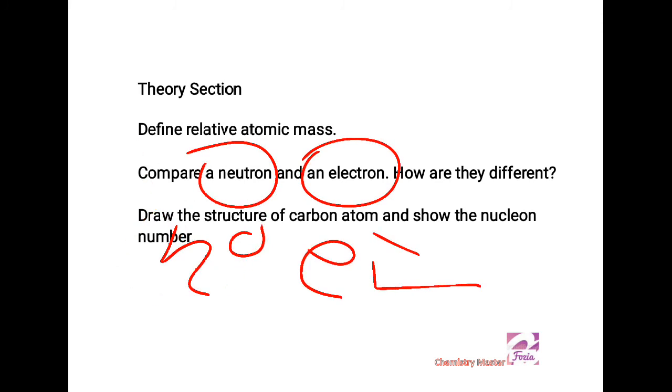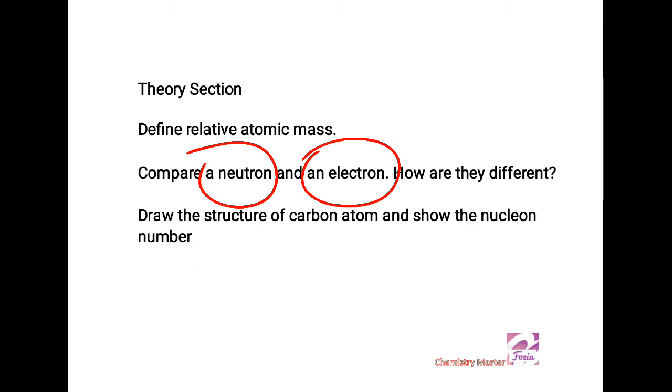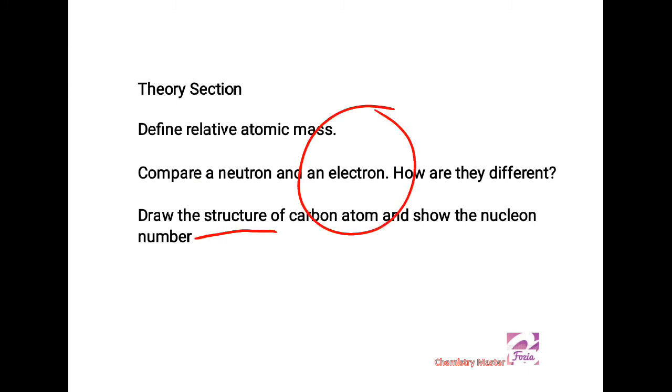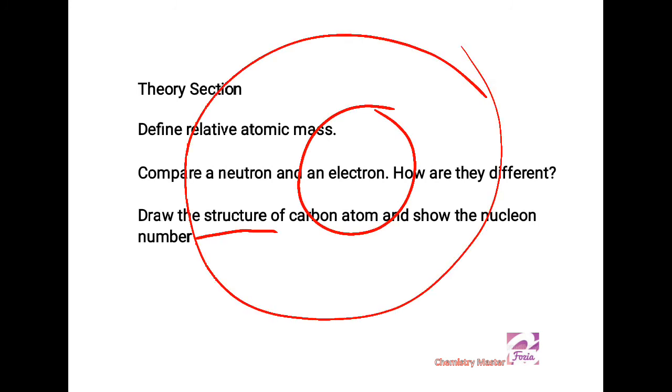The last question is: draw the structure of a carbon atom and show the nucleon number. Okay, in this section you are asked to draw the structure of the carbon atom, which means you must draw the nucleus and the orbits, and the nucleon number is asked. You know, the nucleon number is the number of particles present in the nucleus, and there are 2 subatomic particles making up the nucleus: one is the proton and the other is the neutron. So from where will you get the data to write how many protons, neutrons and electrons are present there? Just look in the periodic table.